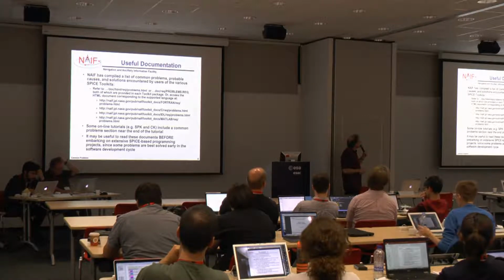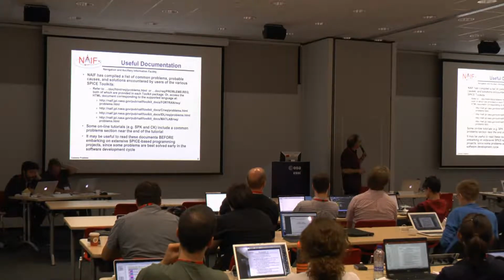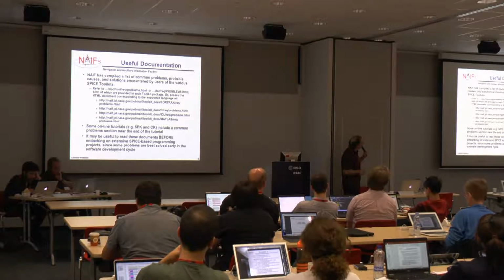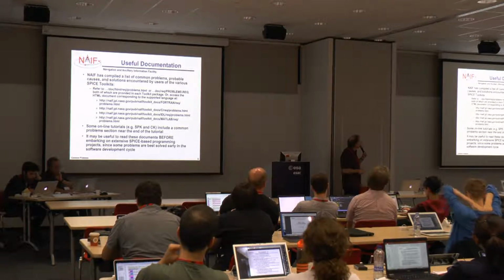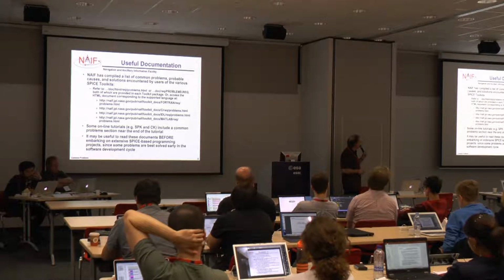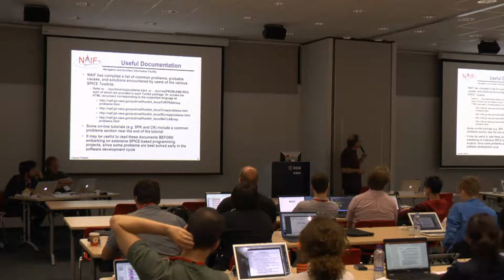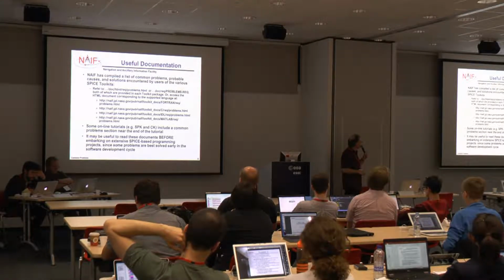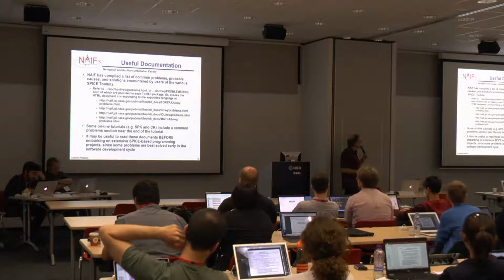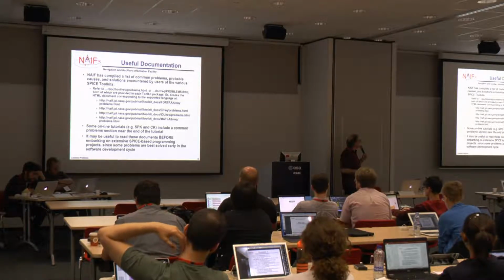We have a list of common problems, probable causes, and solutions encountered by users in various toolkits. Refer to the problems.html required reading. These are both provided in each toolkit package, or access the HTML document corresponding to the supported language at the NAIF website. This is for Fortran, C, IDL, and MATLAB. Some online tutorials include a common problems section near the end of the tutorial, and it can be useful to read these documents before embarking on extensive SPICE-based programming projects, since some problems are best solved early in the software development cycle.